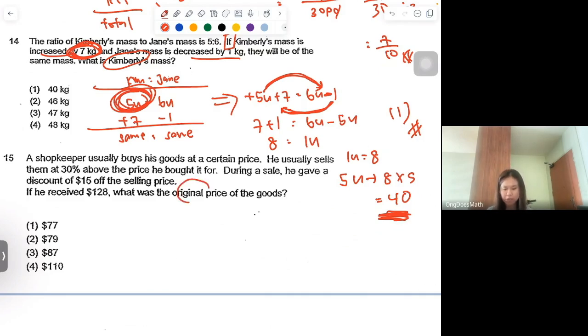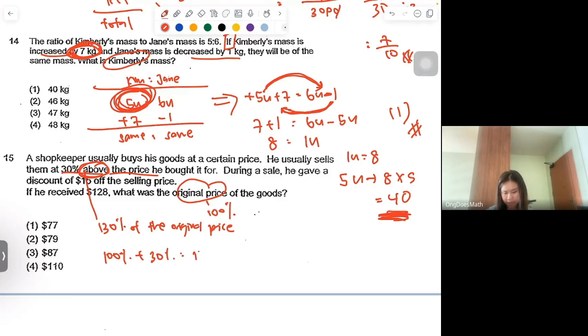So original price will always be 100%. So when he sells them 30% above the original price, he was selling it at 130% of the original price. How do I get 130%? Above means more, right? So I just take 100% plus 30%. It gives you 130%. Then during a sale, he gave a $15 off the selling price.